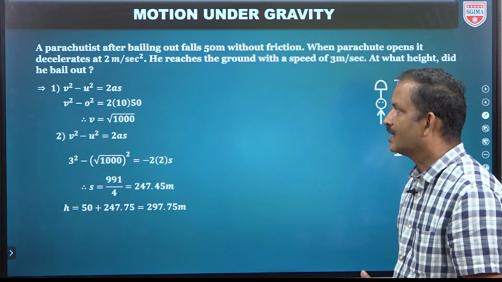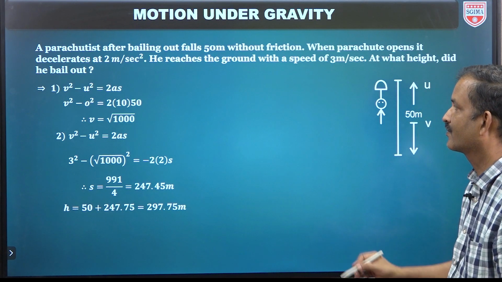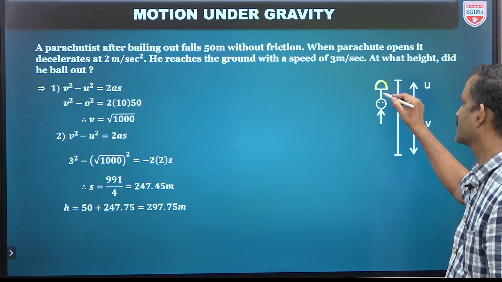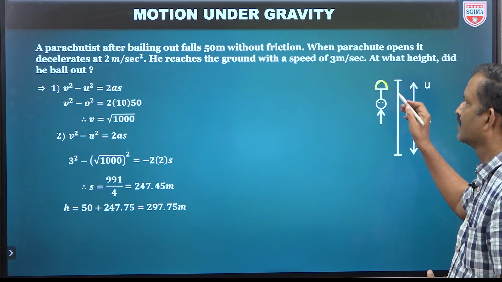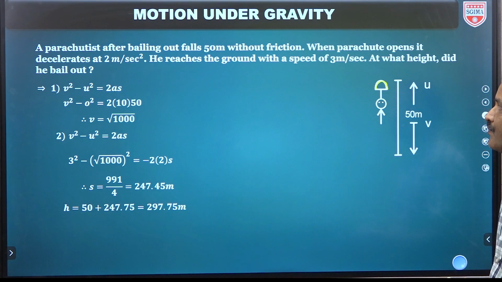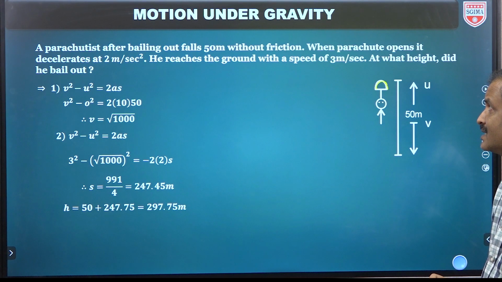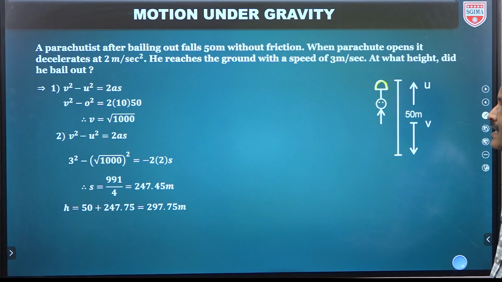Next, a parachutist after bailing out falls 50 meters without friction. Suppose this parachutist is going down. After bailing out, he falls 50 meters without friction. When the parachute opens, it decelerates at 2 meters per second square. He reaches the ground with a speed of 3 meters per second. At what height did he bail out?